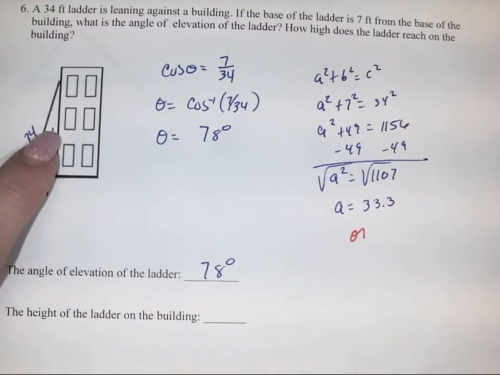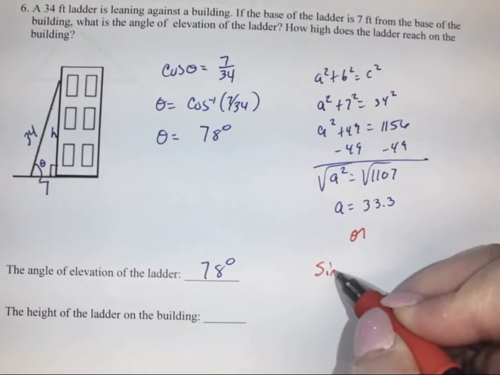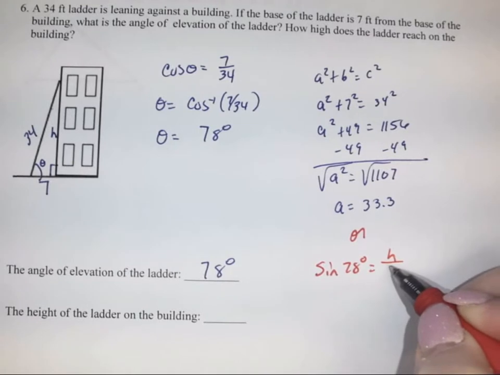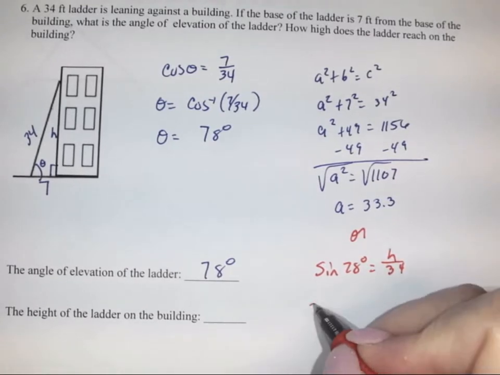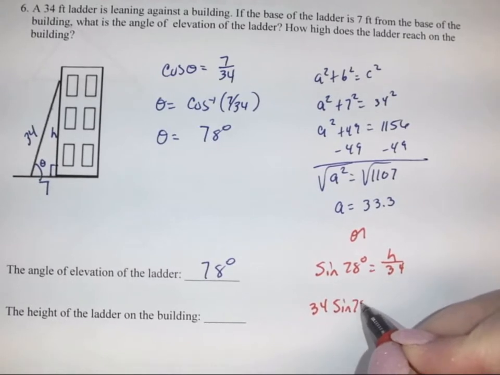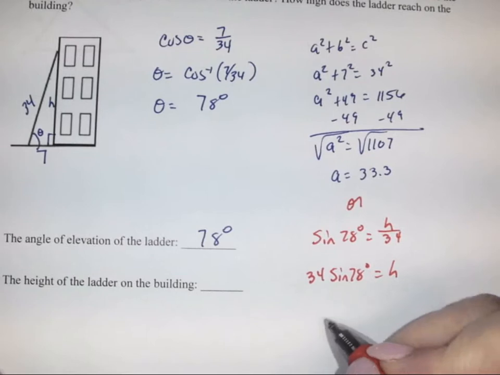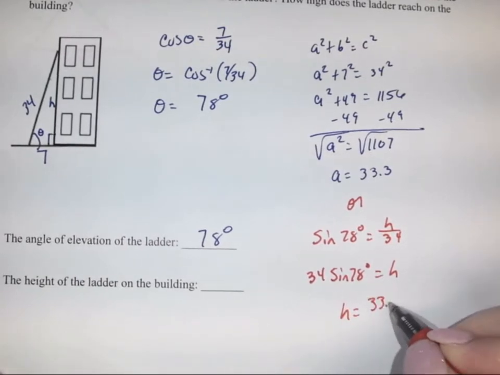If I want to find this value, I know the degree here, so I could take the sine of this is equal to the opposite over the hypotenuse. So the sine of 78 degrees would be equal to h over 34. Multiplying both sides by 34, I get 34 times the sine of 78 degrees is equal to h. And putting that in the calculator using degree mode, h would be equal to 33.3.